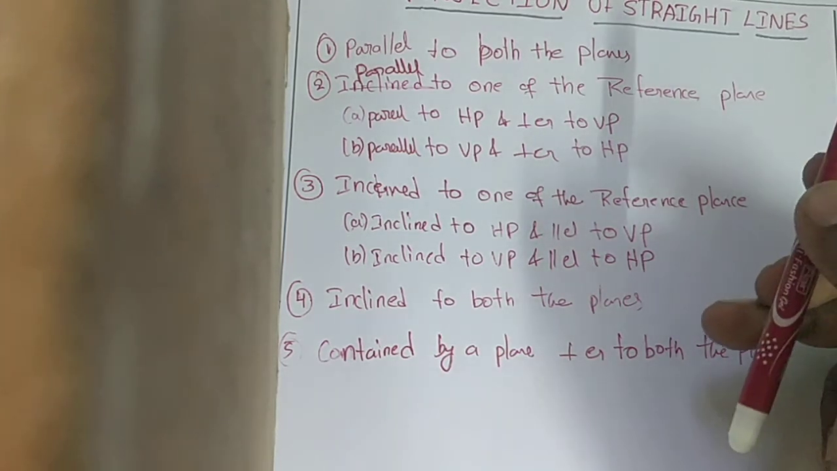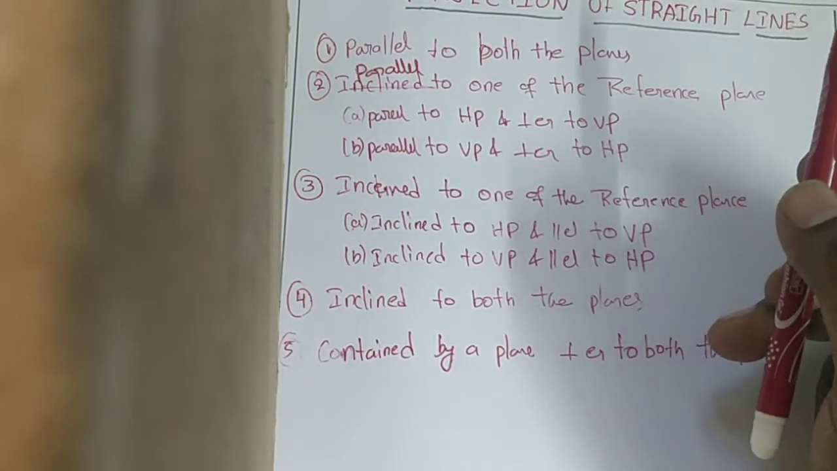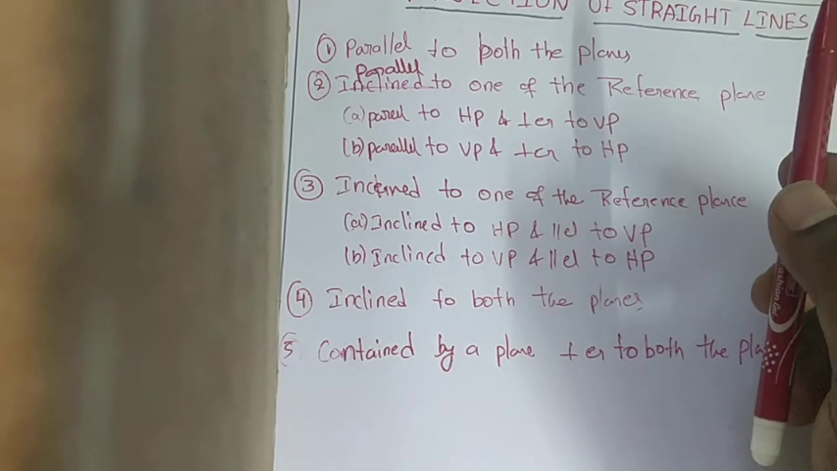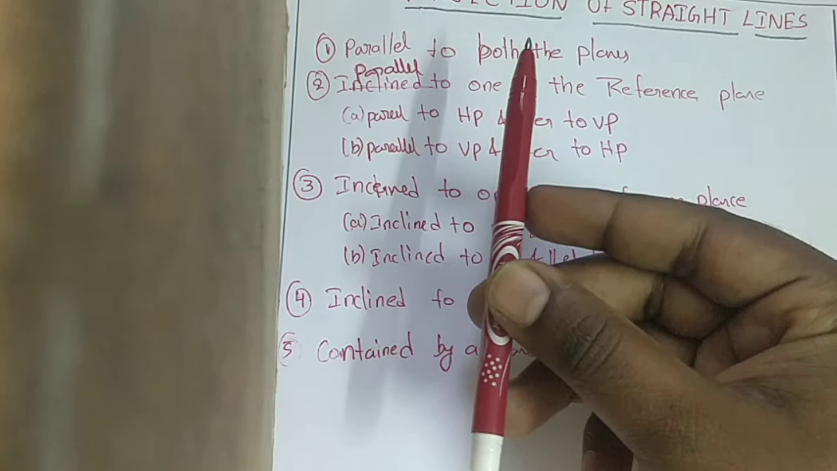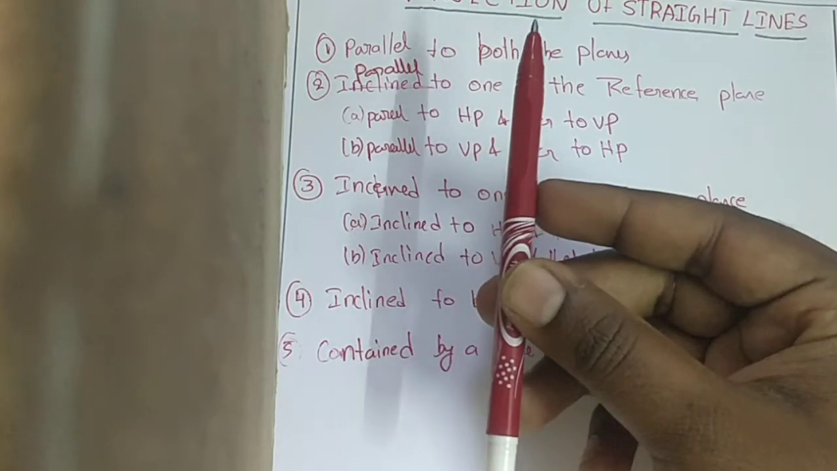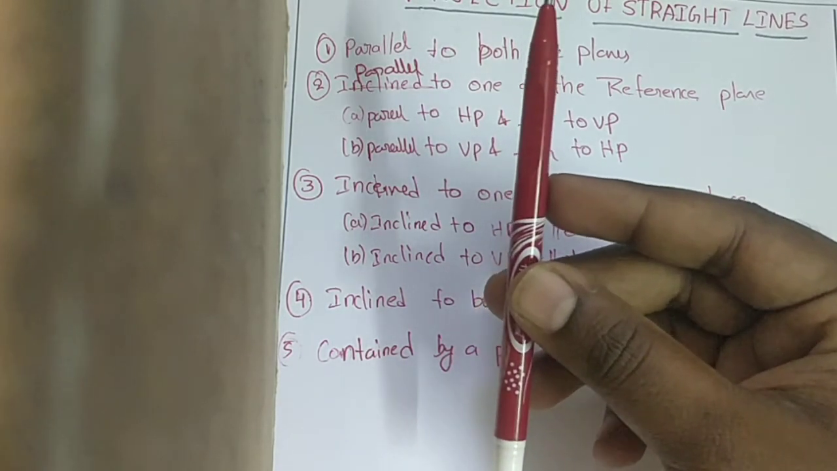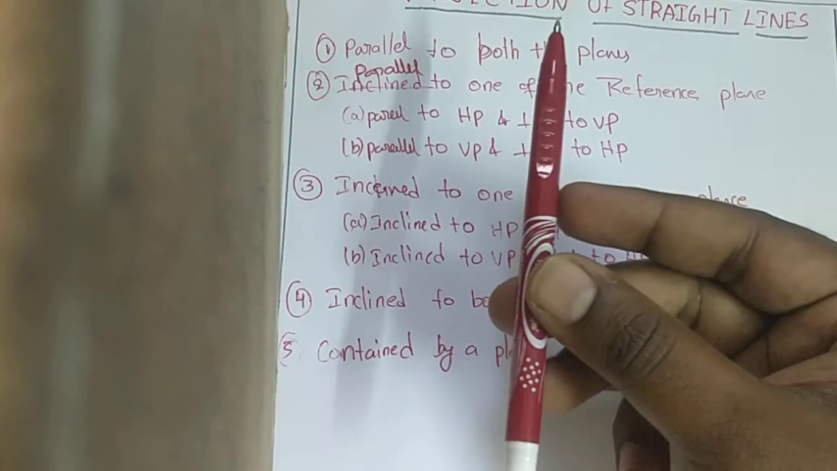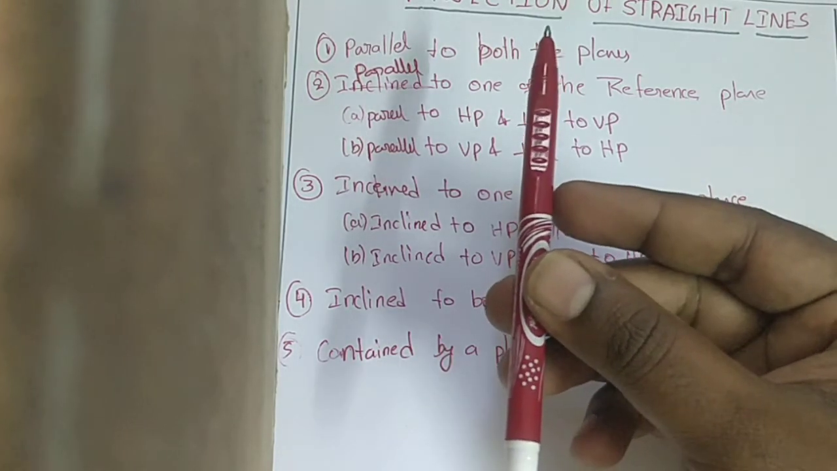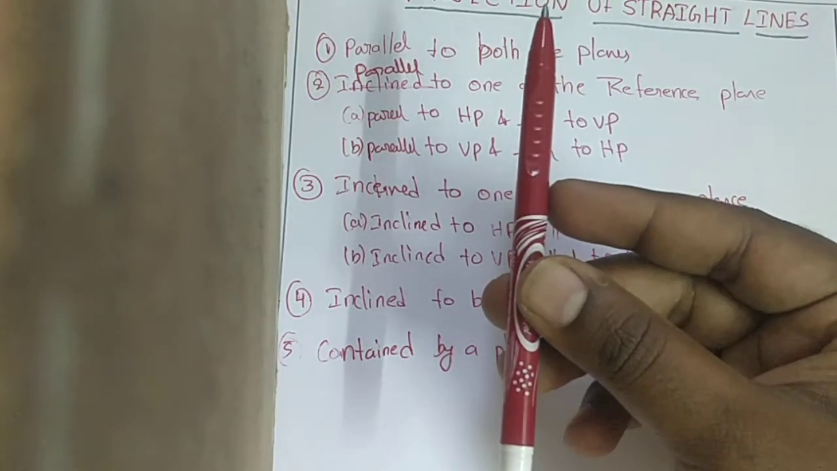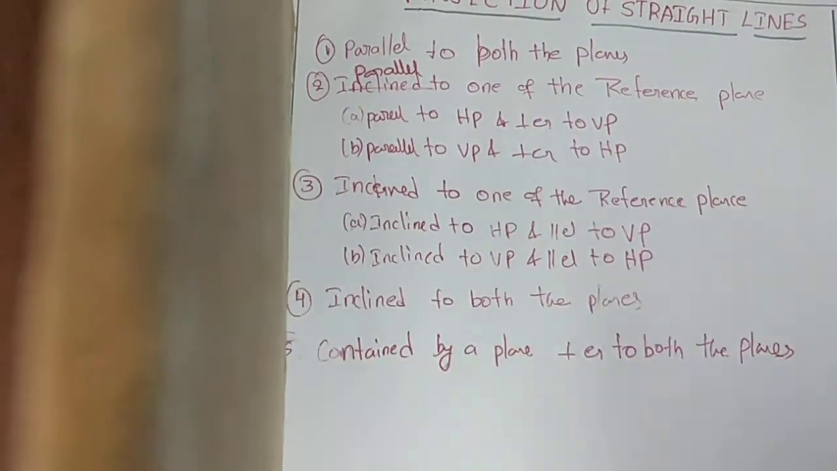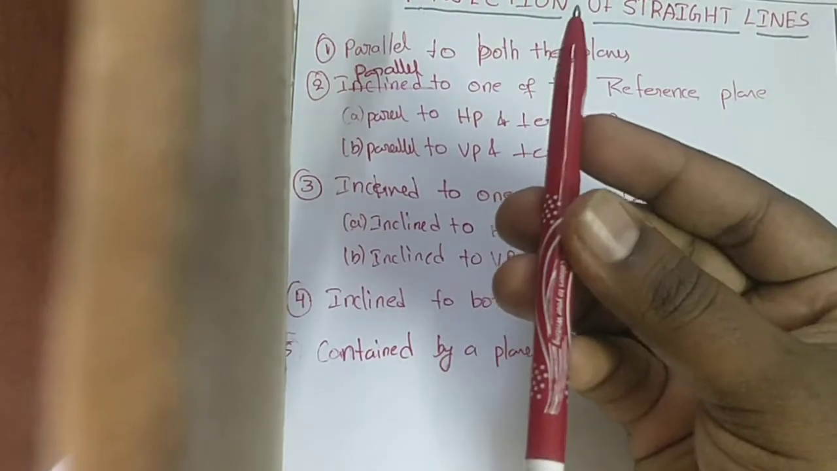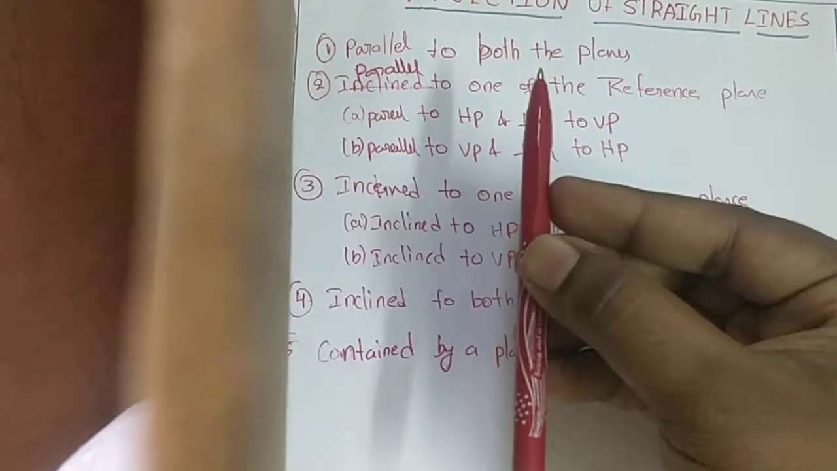In this we have two cases, that is inclined to HP and parallel to VP. I place this object like this. It is parallel to both the reference planes. I am going to incline this straight line to the HP by some angle. I am giving inclination to this. It was parallel to VP and parallel to HP.